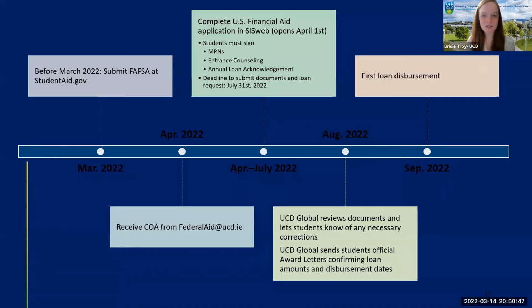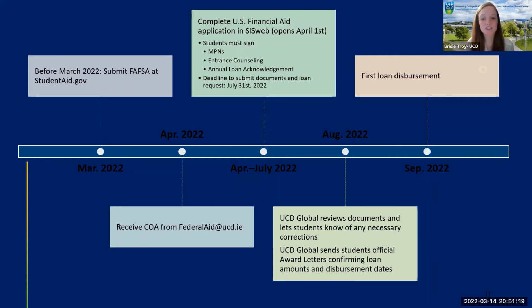Great. So I'm sure the question many of you came here to find out is how to actually apply for financial aid. Now, the U.S. financial aid application will open on SysWeb in April. So if you haven't already done so, please submit your FAFSA on studentaid.gov. Once you submit your FAFSA using UCD school code, we will receive your student aid report. Using the student aid report, the federal aid team will send you a personalized cost of attendance letter. With this letter, you will complete the U.S. financial aid application on SysWeb.